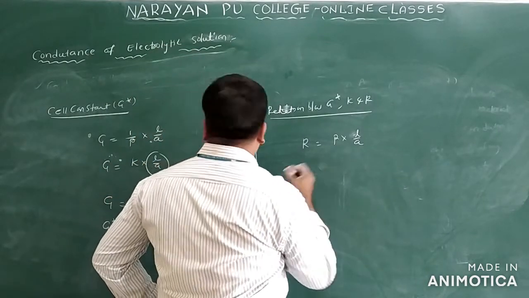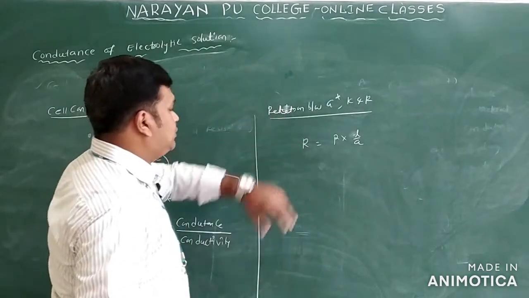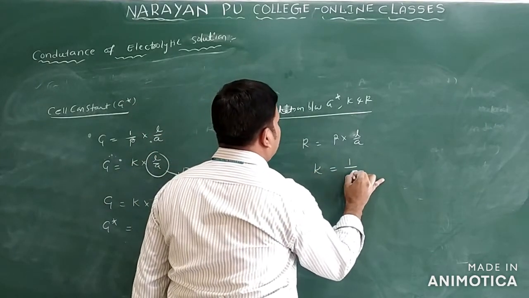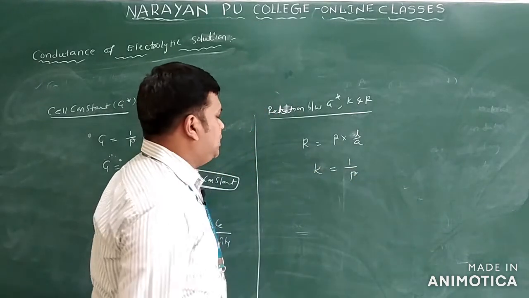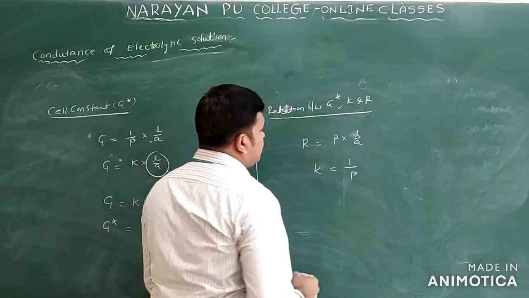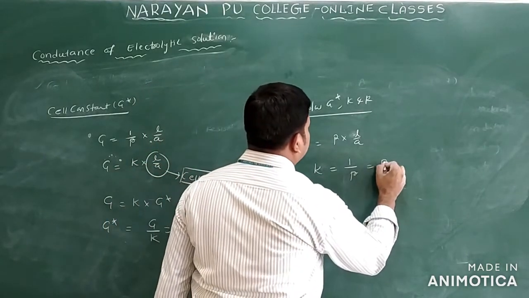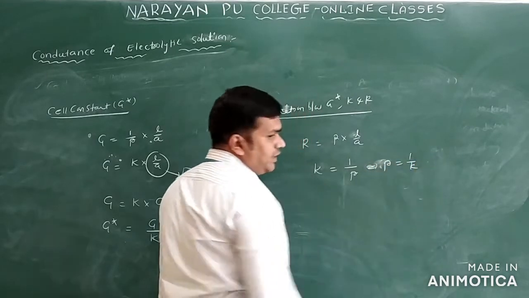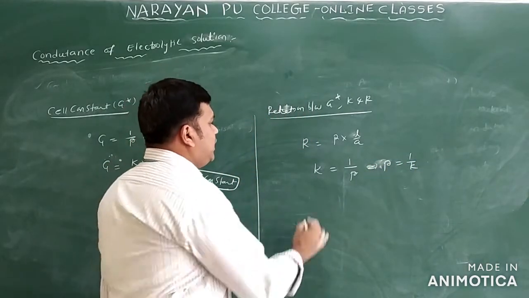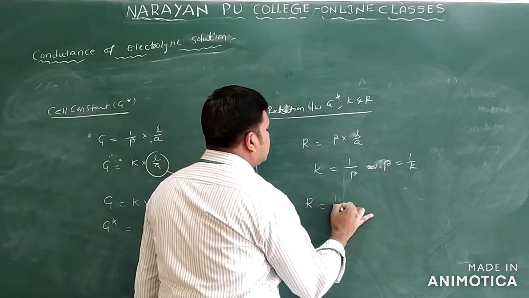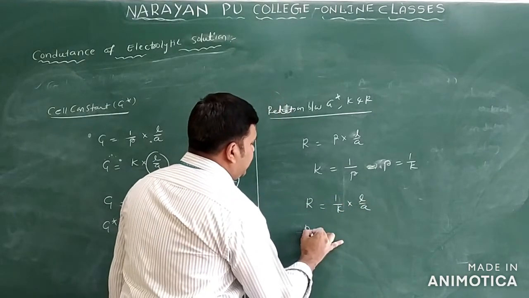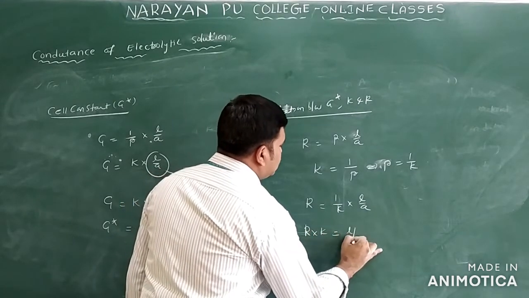So from this suppose I want to write K. K is equal to 1 by rho. From this rho is equal to 1 by K. Now I am writing R is equal to 1 by K into L by A. Now I am writing R into K is equal to L by A.